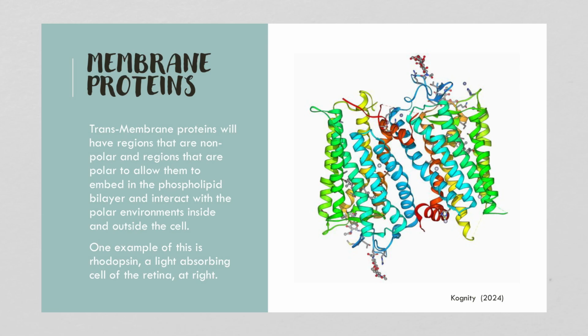Membrane proteins. So transmembrane proteins will have regions that are nonpolar because the middle part of the cell membrane, the phospholipid bilayer, is nonpolar, and then they'll have regions that are polar, so that will allow them to bend into the bilayer, and that'll help them be able to also interact with the extracellular fluid and the cytoplasm. One example of a membrane protein would be rhodopsin, which is a light-absorbing cell of the retina, which we can see in the diagram at right. So this is rhodopsin.